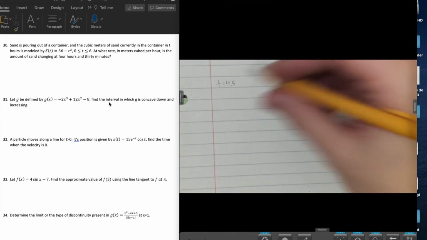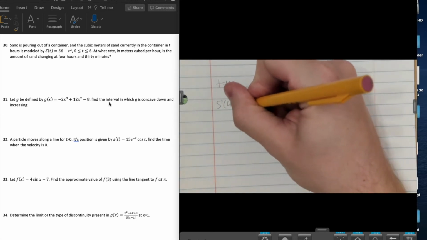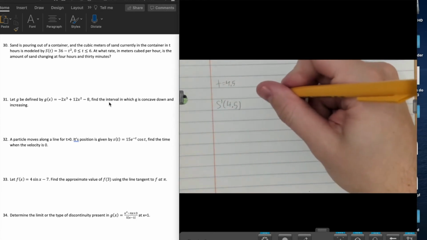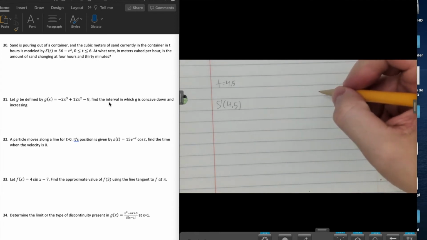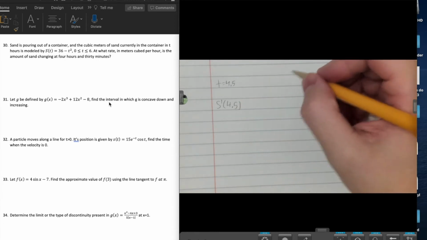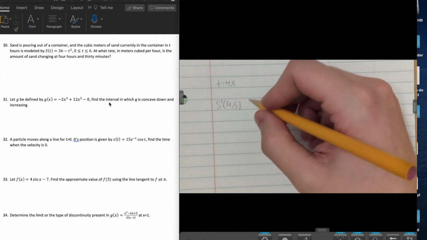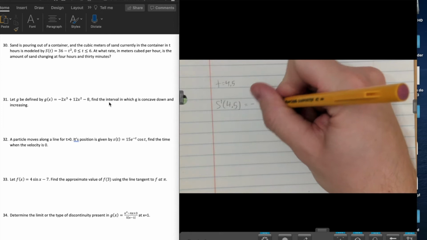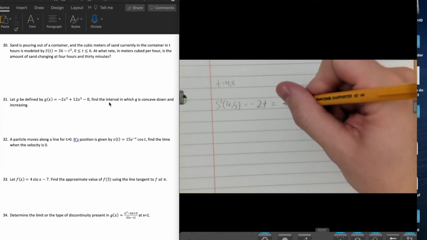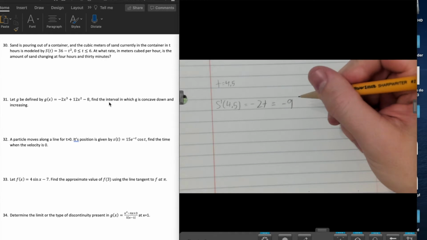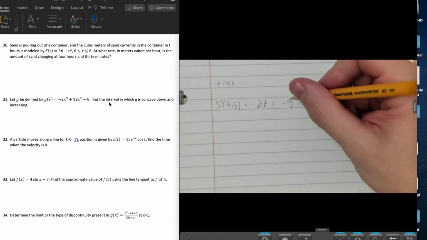And in other words, think about this. If we have a function that currently takes in hours and gives us meters, and we want to derive and get meters per hour, then what we're really doing is asking you to find s prime of 4.5. Because if s's units are meters and our independent variable's units are hours, then deriving gets us meters per hour as a unit. So all we have to do is derive this, and we get negative 2t. And so if we plug in 4.5, we're going to get negative 9, and let's see here, meters cubed per hour.